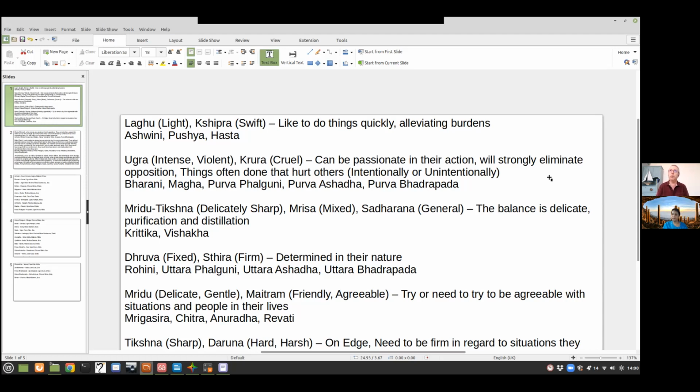You might try to handle the divorce proceedings in a nice and gentle manner with the person. Or if you're the party who is being divorced from, you may need to learn how to accept that that's something that's going to come into being. So it's not always about befriending a person. Sometimes it's about befriending a situation and accepting something. So the Mridu and Maitrim nakshatras are Mrigashiro, Chitra, Anuradha, and Revati nakshatras.